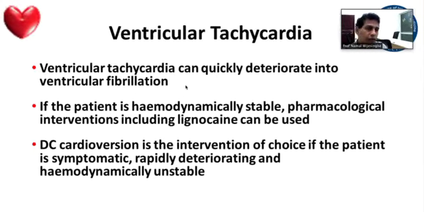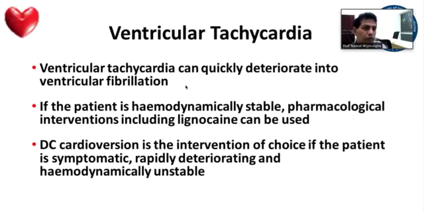But if the patient is hemodynamically stable, now same tachycardia, same ECG, one patient can come with minimum symptoms and be hemodynamically stable. The patient can say, I have some palpitations, I have some chest tightness, and the blood pressure is 130 by 80, and they have ventricular tachycardia. Those patients, we can try amiodarone or lignocaine, pharmacological methods to revert them back to normal rhythm.